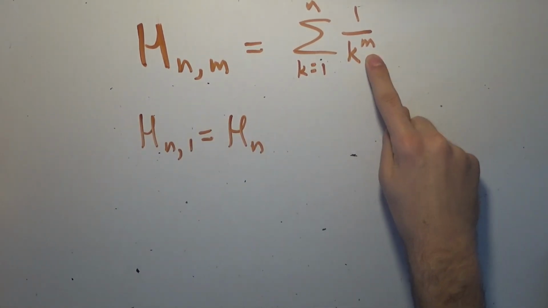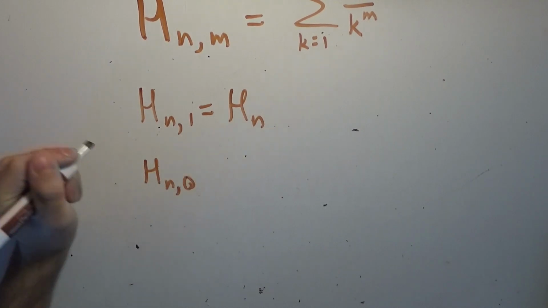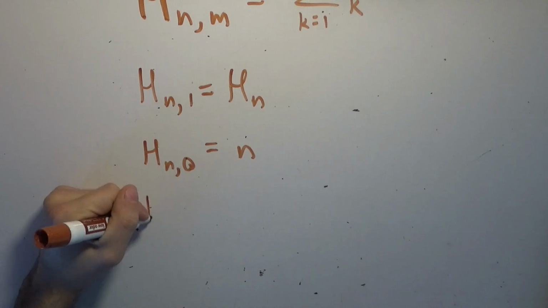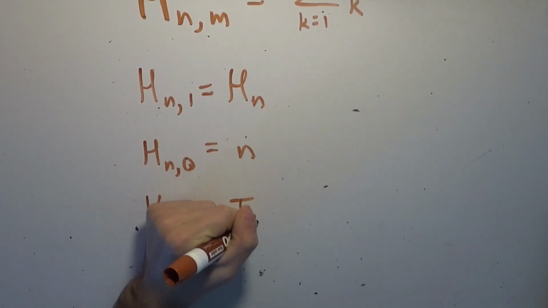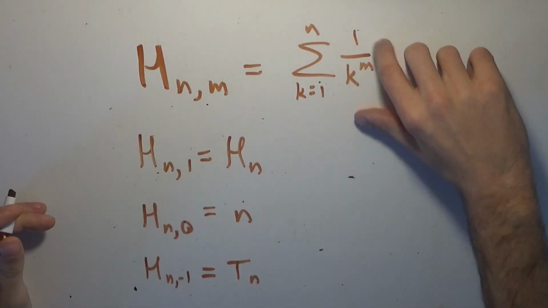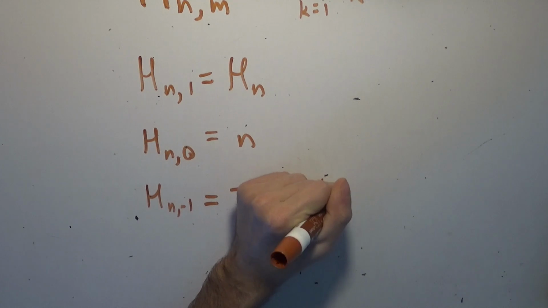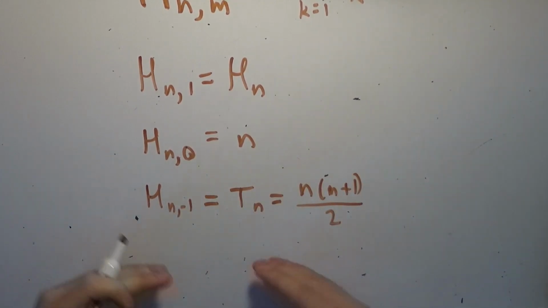Because we have the power of 1, it's just the sum over the reciprocals. H sub n comma 0, where m is 0, so all of these are 1, just gives us the number n. If m is -1, we have our triangle numbers, right? Because we're adding all of the integers. The -1 means this is getting reciprocated, so we're just going to get the triangle numbers, which is n times n plus 1 over 2, my mistake. And then there's all the other ones.